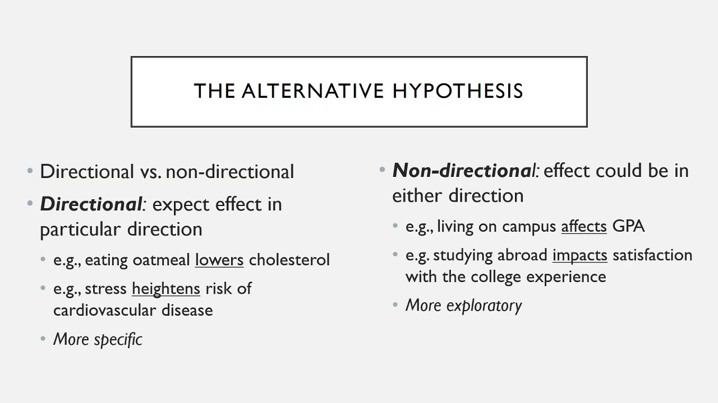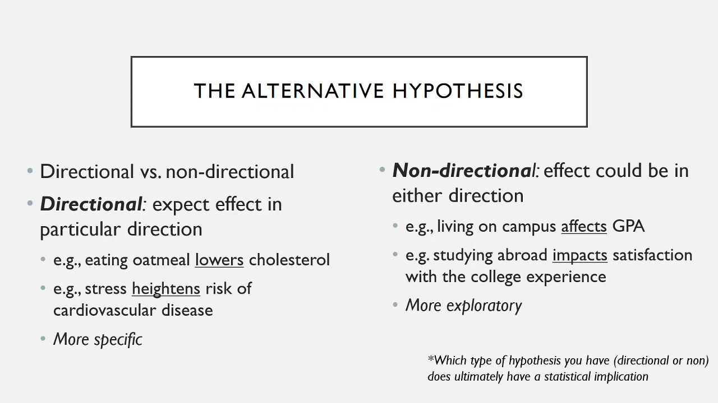So if you have two variables that you have reason to think are related, but you sort of want to hedge your bets and be able to accept an effect in either direction, you might craft a non-directional approach. It's going to be a bit more open-ended and a bit more exploratory.